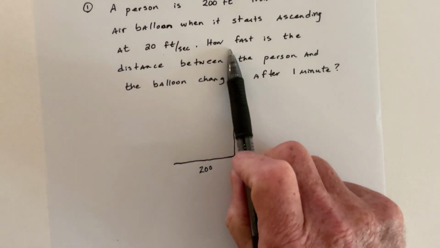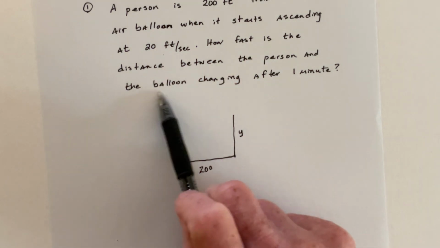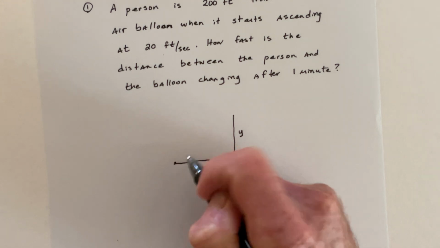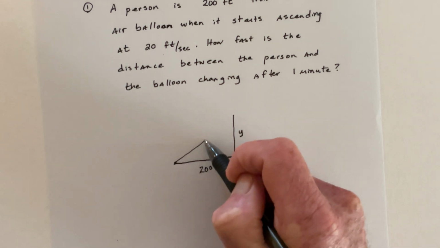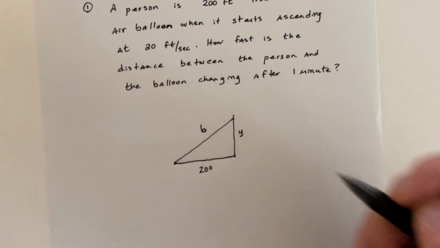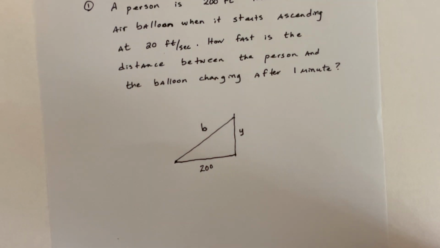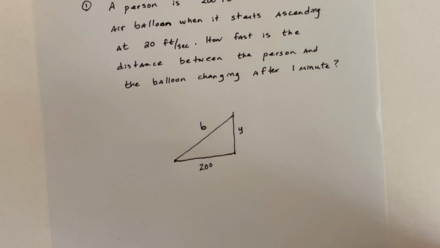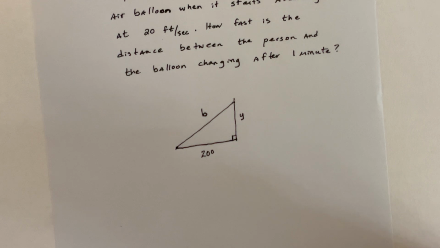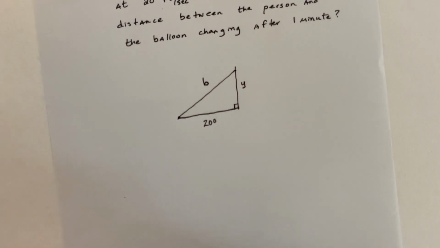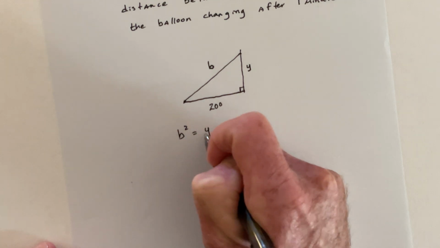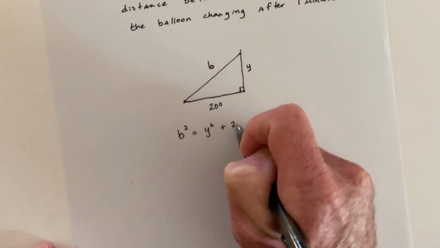And then how fast is the distance between the person and the balloon changing after 1 minute? So this is the person here, and then they're looking up at the balloon like this. So the distance between them is this, and I'll just call it B for balloon, the distance between the person and the balloon. And this is a right triangle, and then we could do the Pythagorean theorem. So that's the good old B squared equals Y squared plus 200 squared.